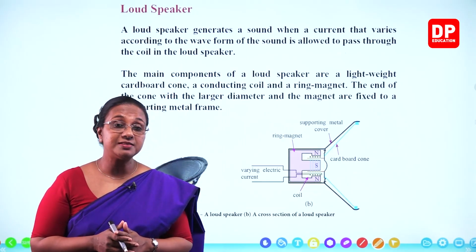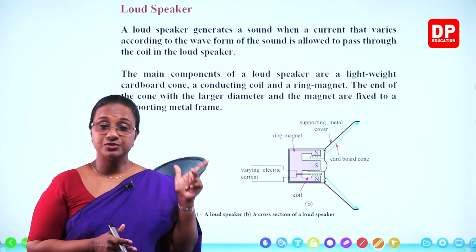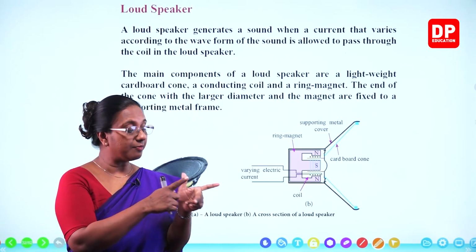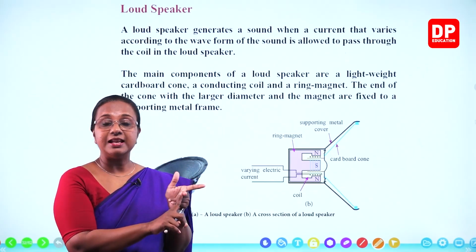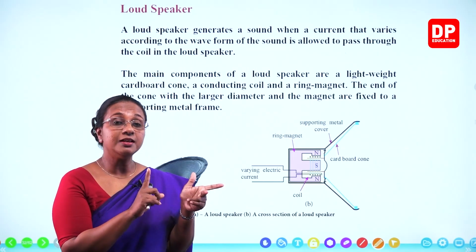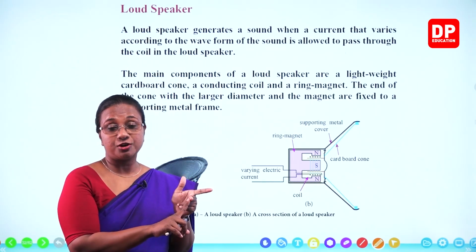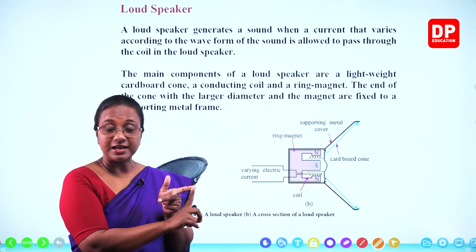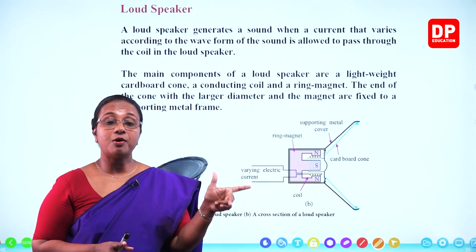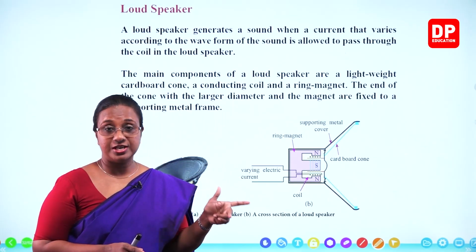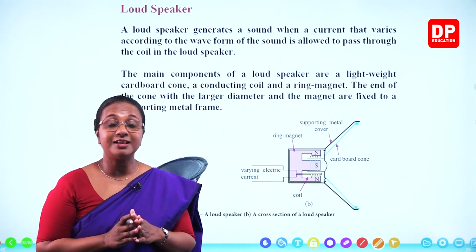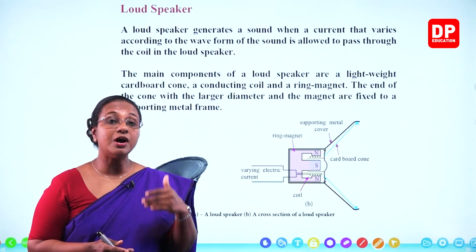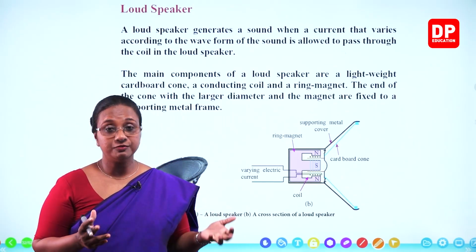Can you remember Fleming's left-hand rule? What do we do? We use the left hand. You need to have all three fingers perpendicular to each other: the thumb, the index finger and the middle finger. Here, the middle finger will be the direction of the current flow and the index finger is the direction of the magnetic field. So the thumb will point towards the direction of the force generated. I'm sure you all can remember that. Based on that, we did the exercise also where you were able to identify the direction of the force.